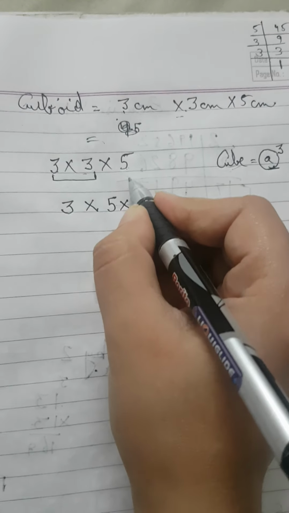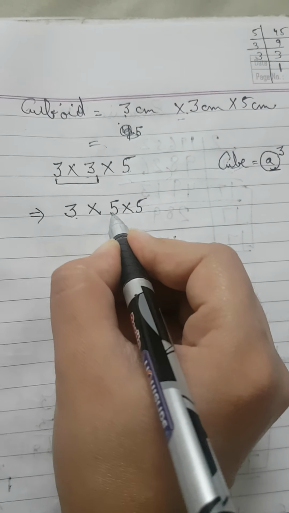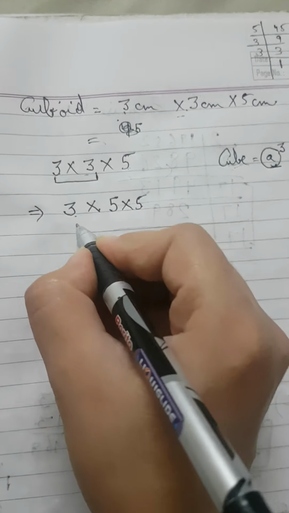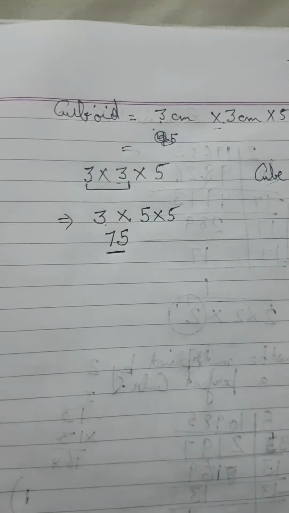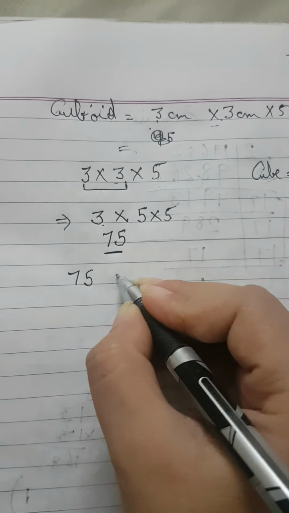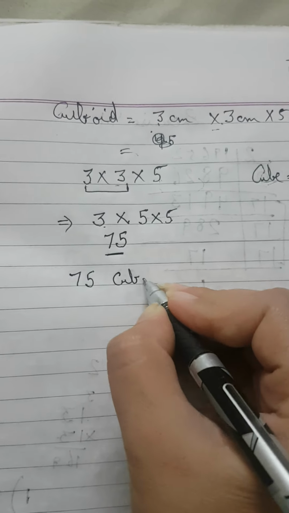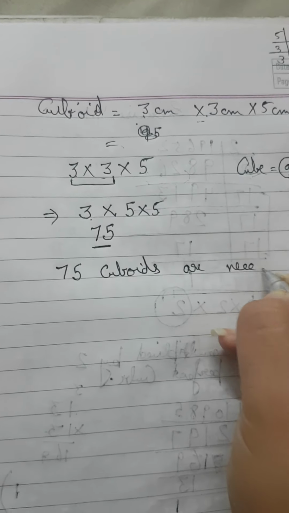Only then will the pair of 3 be formed. So what I needed: 3 5s are 15 and 15 into 5 is 75. So this is my answer. They are asking how many such cuboids will he need, so you will write 75 cuboids are needed. Okay.